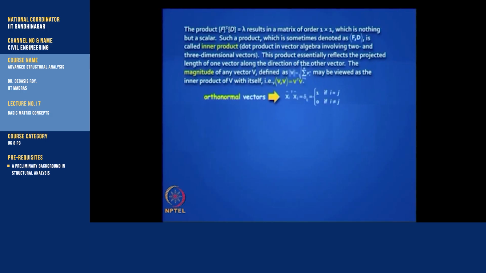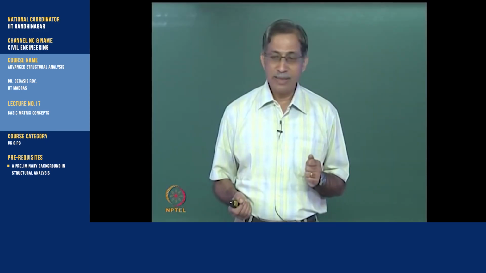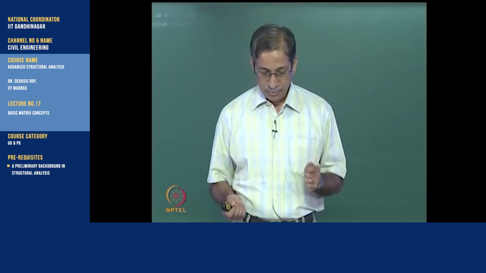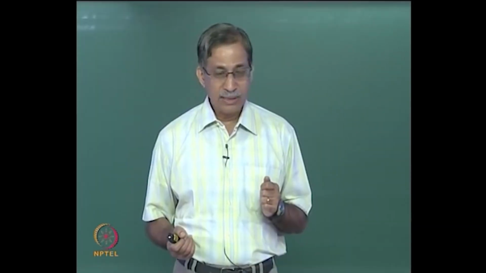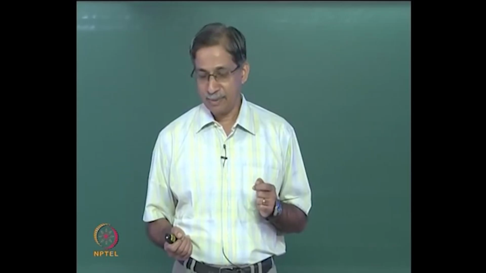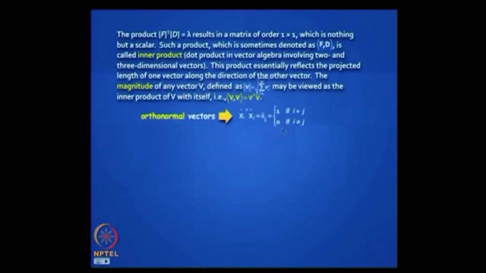The magnitude of any vector V can also be viewed as an inner product of V with itself. You are familiar with that. Vectors are said to be orthonormal when, if you do their inner product, you either get 0 or 1. Okay. What is this symbol called? This delta is called the Kronecker delta. Okay.